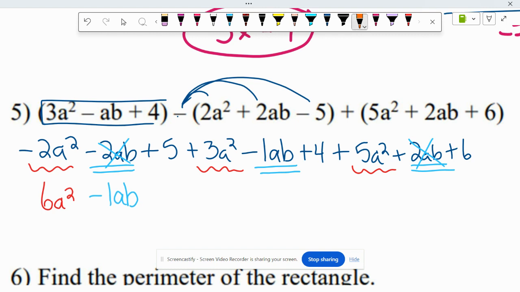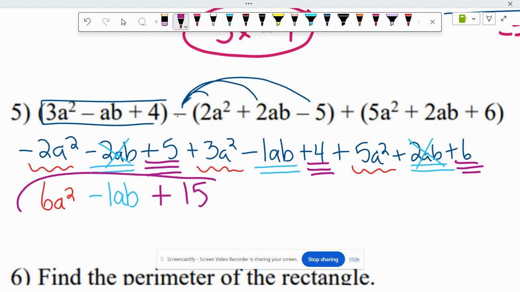Our last one is going to be the constants. So I have positive 5, positive 4, and positive 6. When I add multiple constants, multiple numbers together, I always try to match up pairs of 10s. I know 6 plus 4 is 10, plus 5 more is 15. So my simplified polynomial in standard form is 6a squared minus 1ab plus 15.